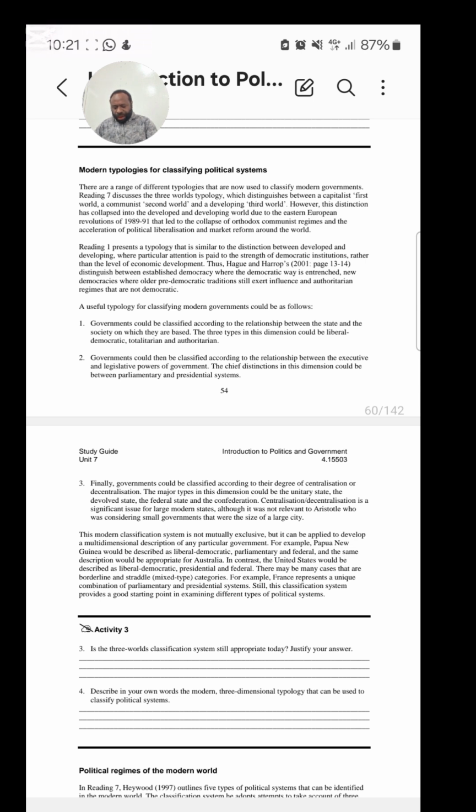Now read. However, this distinction has collapsed into developed and developing world due to the Eastern European Revolution of 1989, and that led to the collapse of the Orthodox communist regimes and the acceleration of political liberalization and market reform around the world. So the collapse of communist Russia also affected the classification of the modern political system. Now, instead of first, second, third world, the types of classification now fall into either the developed or the developing world.